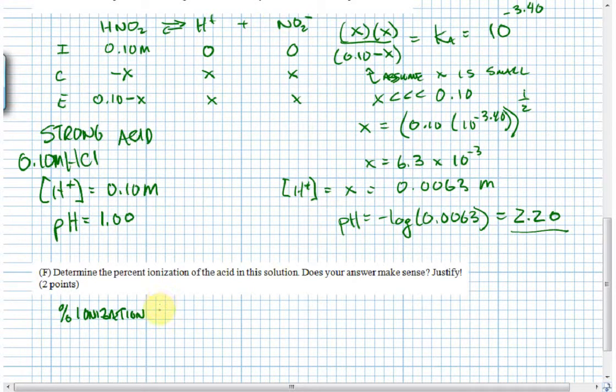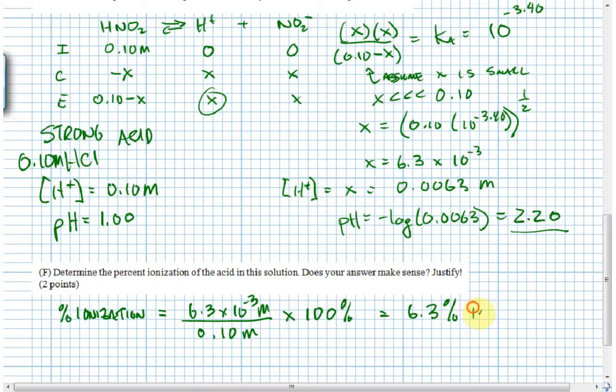So percent ionization is just going to be equal to X. X gives us the measure of how much of the acid ionized, the hydrogen ion concentration, divided by the original concentration. So we'll say 6.3 times 10 to the minus third molar divided by 0.10 molar. Because it's a percentage, we're going to multiply it by 100%.